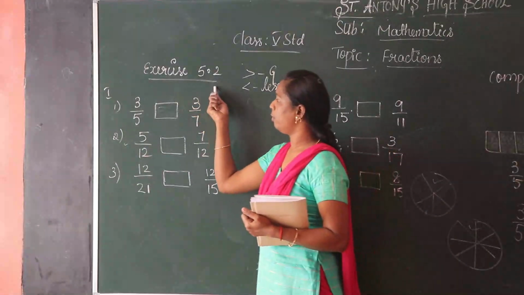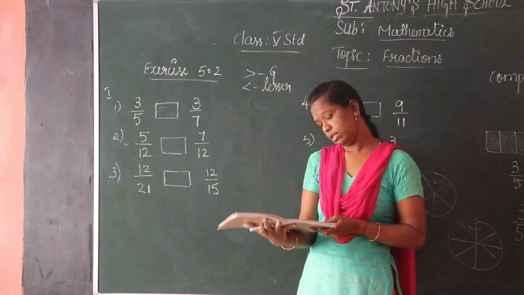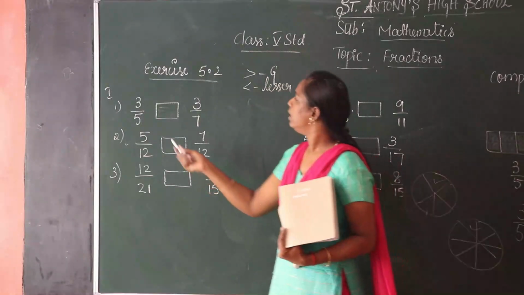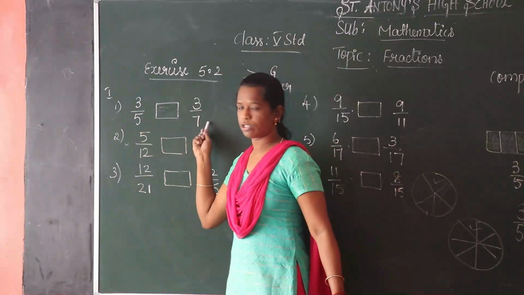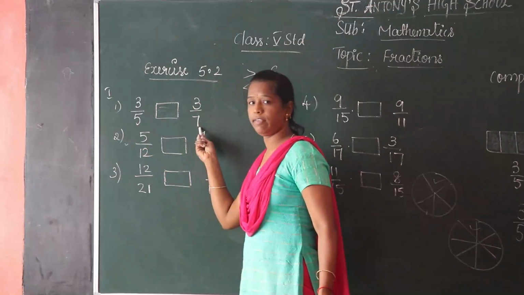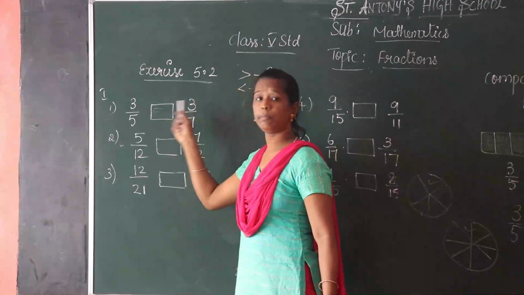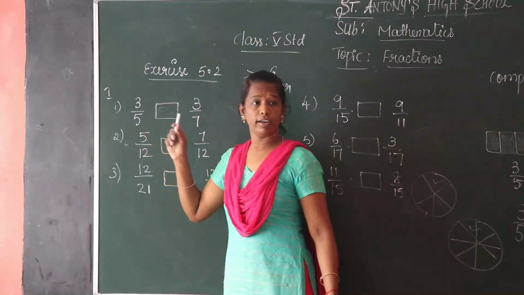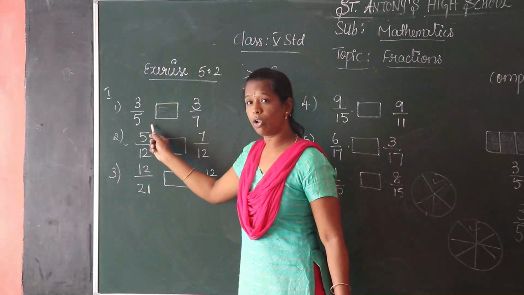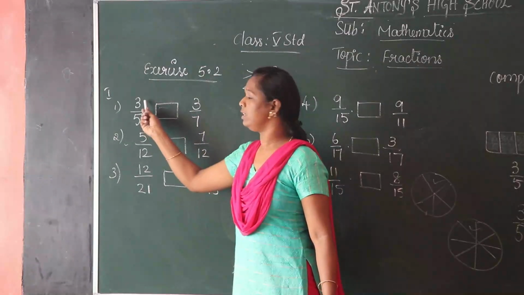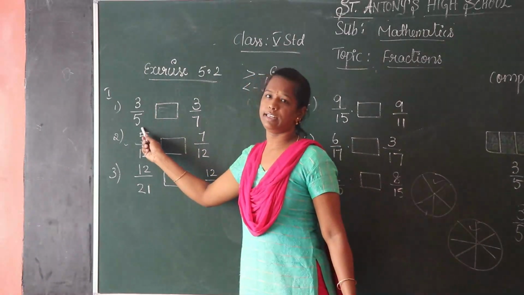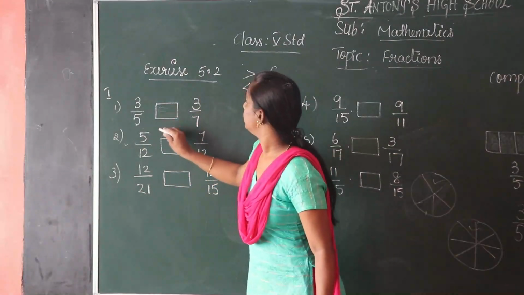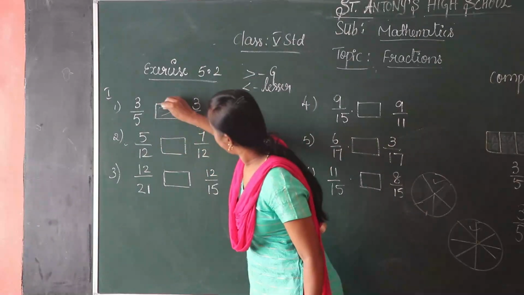Exercise number 5.2. Here they are given, fill in the gaps using the smaller and greater signs. Okay, see, compare these two fractions. Here 3 by 5 and 3 by 7. Here the same numerator but different denominators. Compare these numbers. I already explained the cake example. Which is the smaller or which is the greater number, children? So here 3 by 5 is the greater number when compared to 3 by 7.